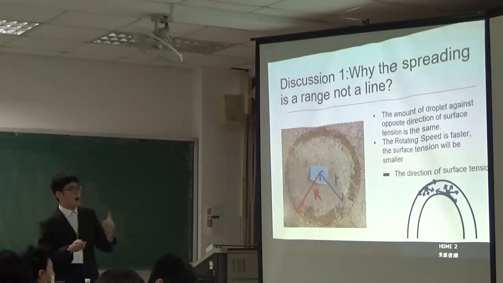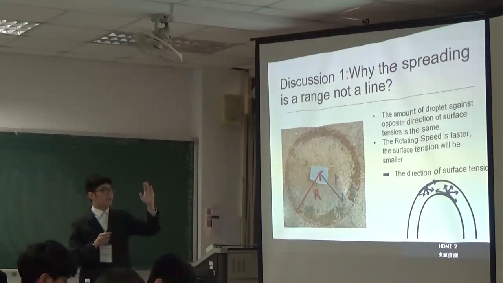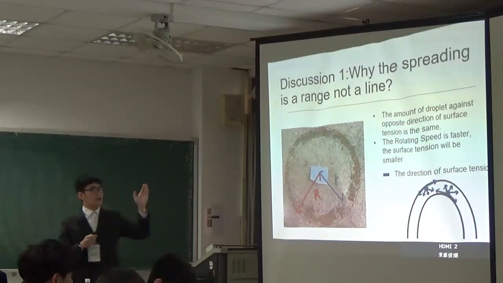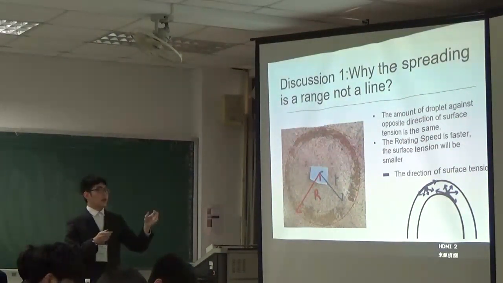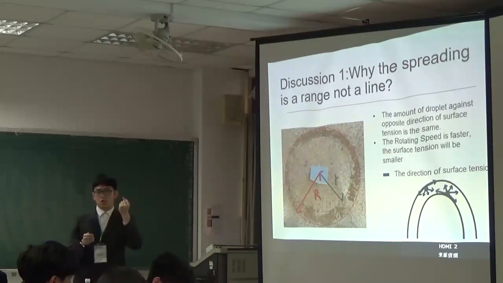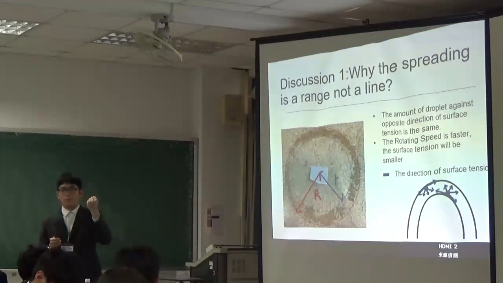And also, if the rotating speed is faster, the surface tension will be smaller because if the rotating speed is faster, the shape of the droplet will be more non-uniform.